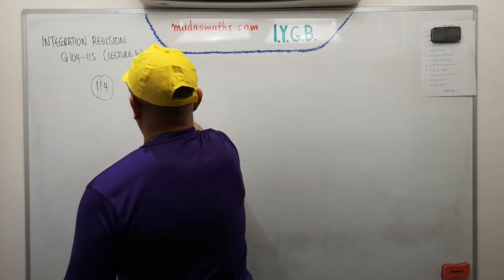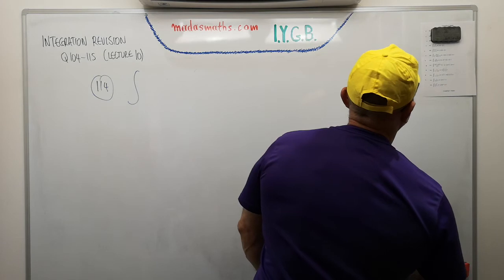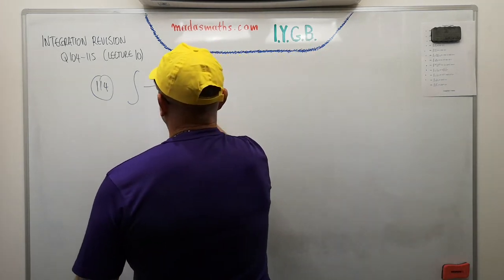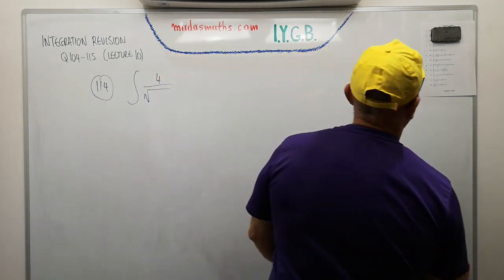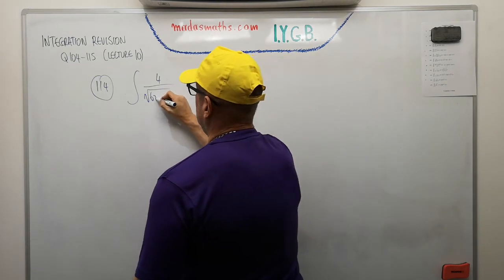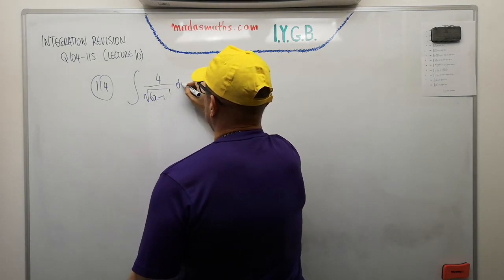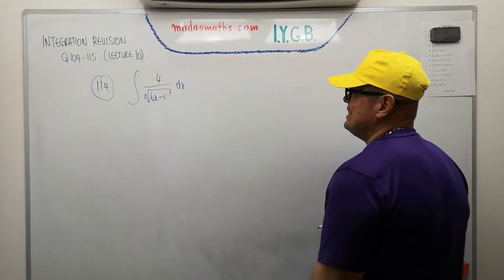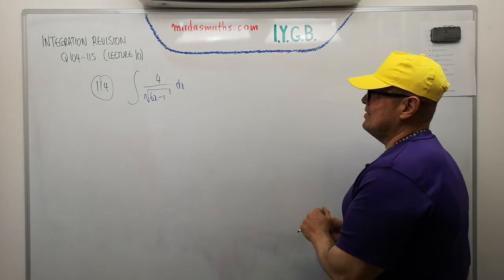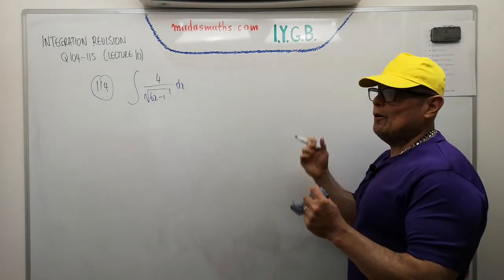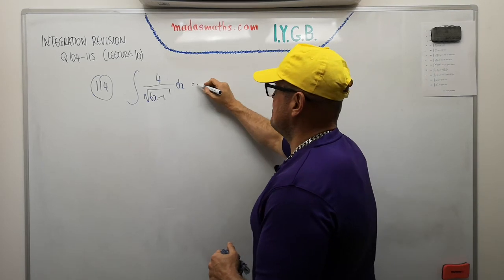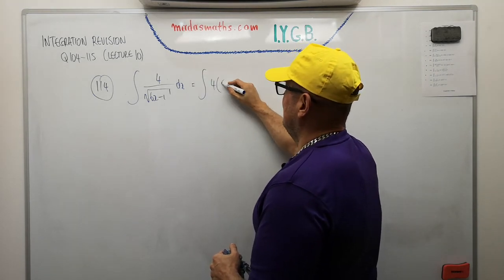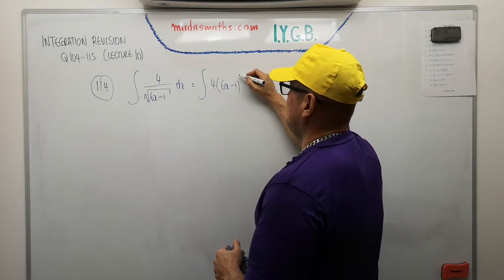114. Integral of 4 over the square root of 6x minus 1. Please do not go for a substitution because you don't need it. Sometimes the brain goes for very complicated things, although they're not needed. This is just a linear adjustment. You just need to write it a little bit differently.